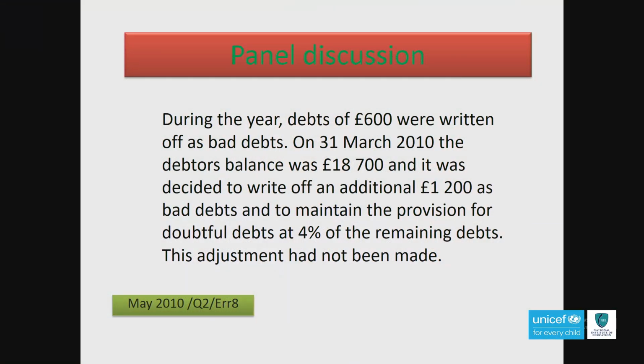This is the question extracted from May 2010, question number. See, during the year, debts of pound 600 were written off as bad debts. On 31st March 2010, the debtors balance was pound 18,700, and it was decided to write off an additional pound 1,200 as bad debts, and to maintain the provision for doubtful debts at 4% of the remaining debts. This adjustment had not been made.